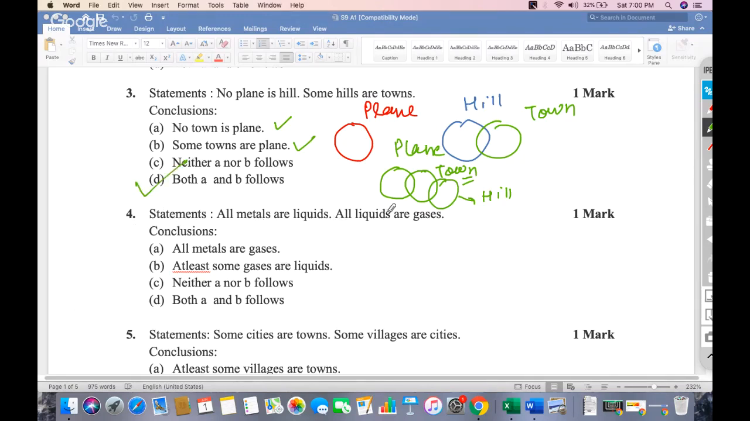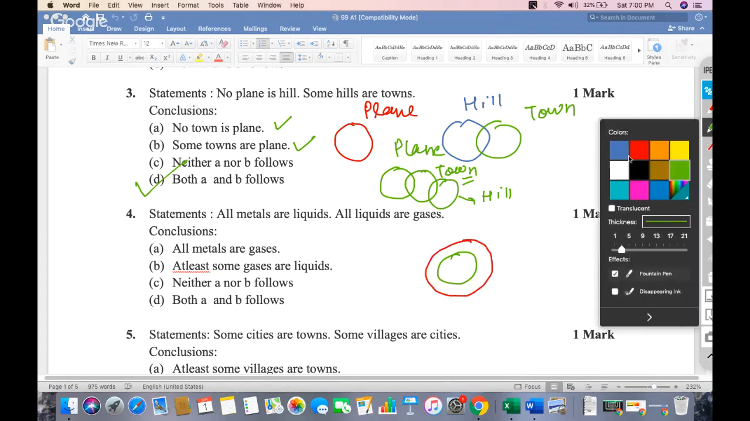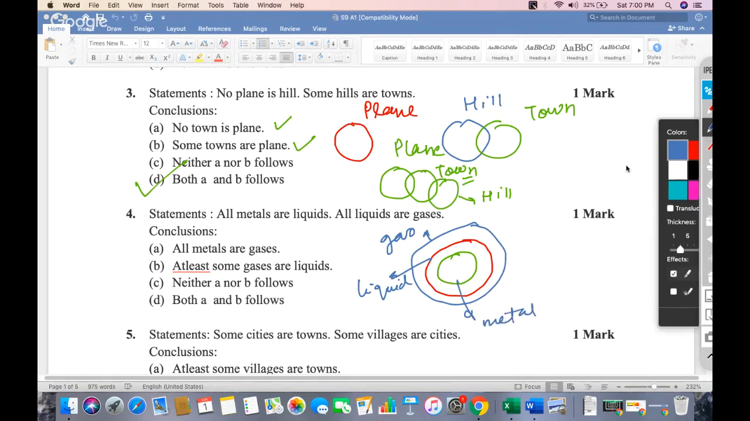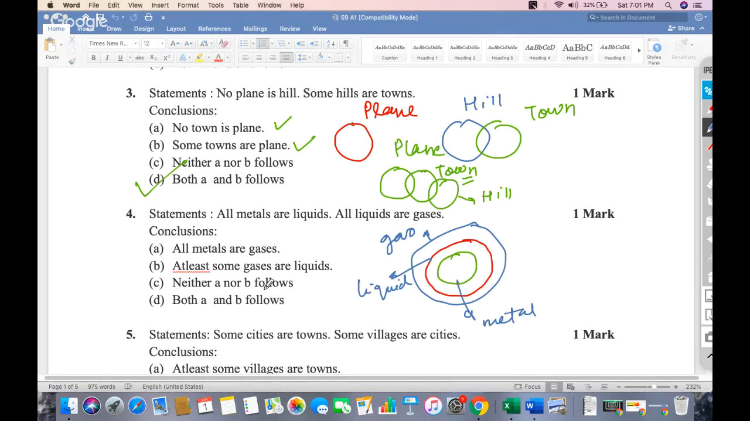Now, all metals are liquids and all liquids are gases. So all metals are liquid. So this is metal. And then let me draw liquid, and all liquids are gases. So let me draw gases. So this one is gas. This one is liquid. And the inner one is metal. So what should follow? All metals are gases.